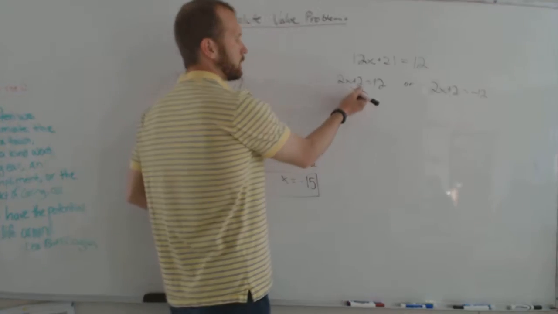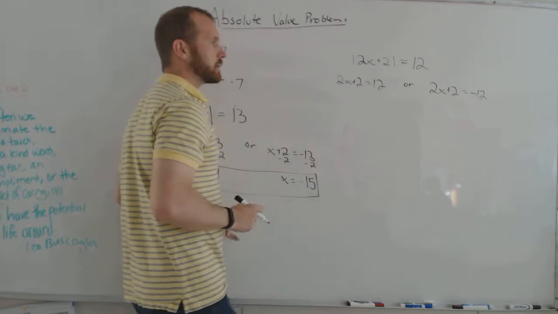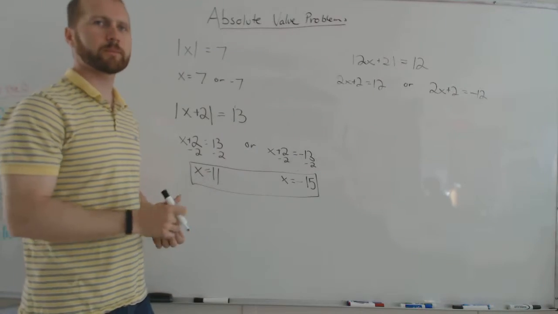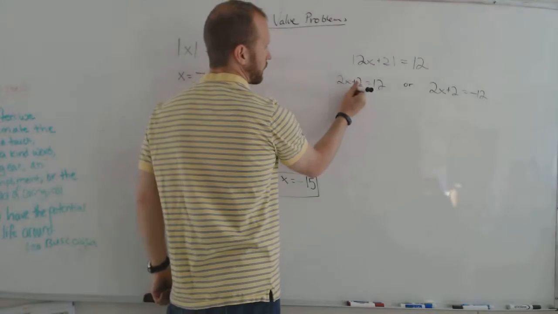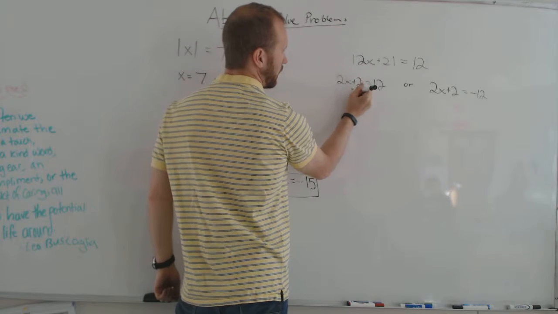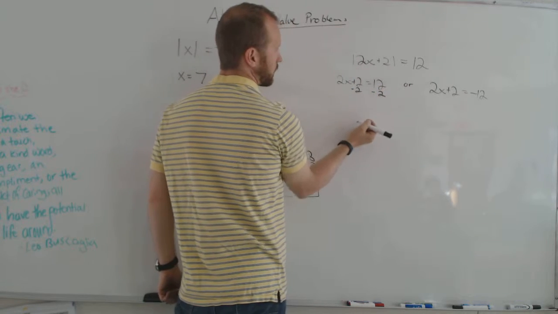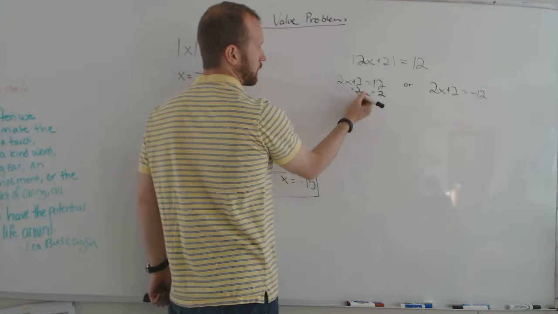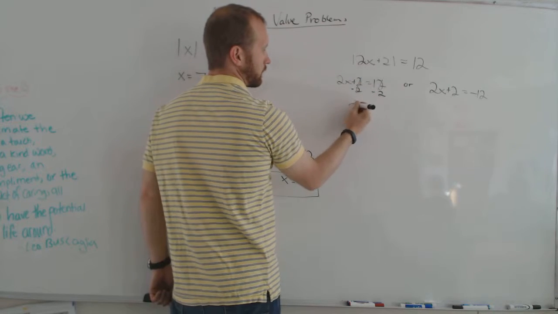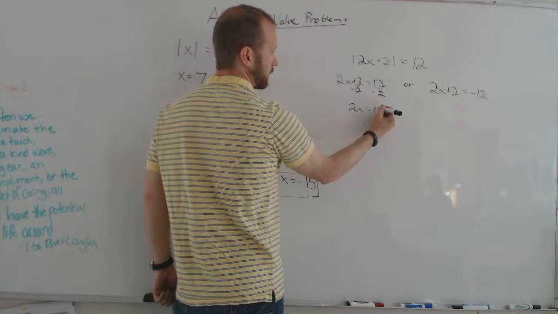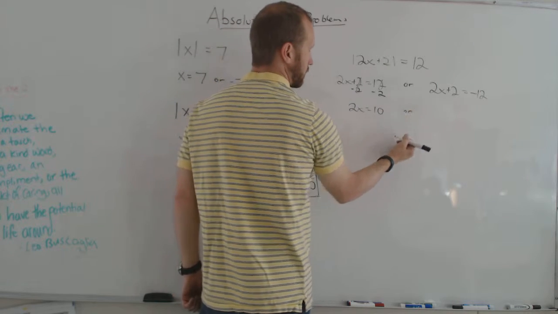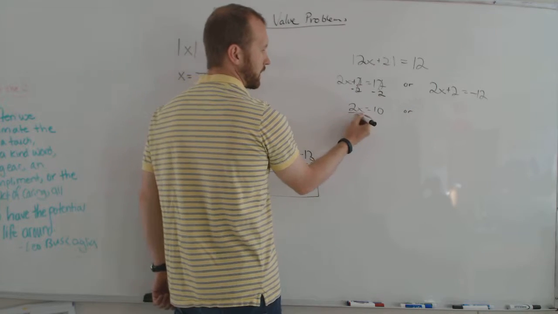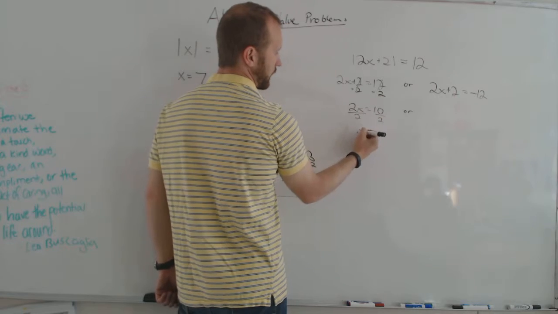Alright. How do I solve this one? 2x plus 2 equals 12. What do I do to solve it? Subtract 2. 2x equals 10. And x equals 5. Right. By dividing by 2. Yeah. So x equals 5.